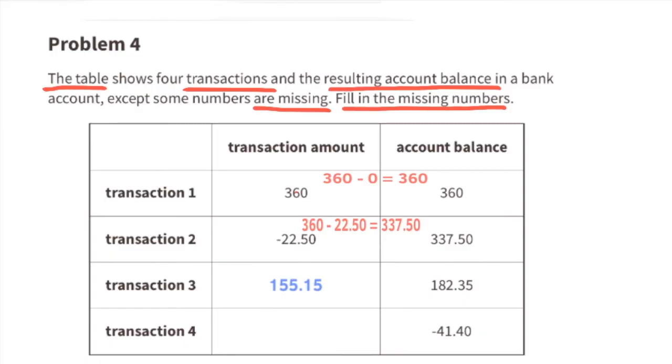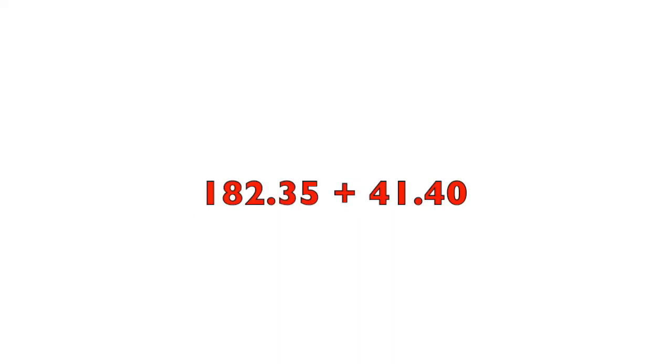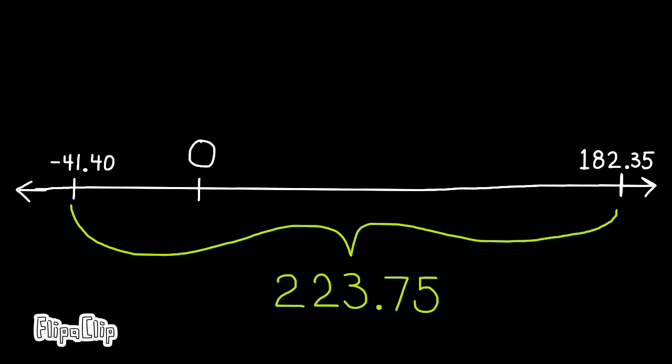Then in transaction number 4, they must have withdrawn too much money because their account balance for transaction 4 is in the negatives. It's at negative $41.40. $182.35 minus a negative $41.40. Minus a negative is just like the opposite of a negative. So we can add $41.40 to $182.35, and that tells us how much they withdrew from the account. They withdrew $223.75.